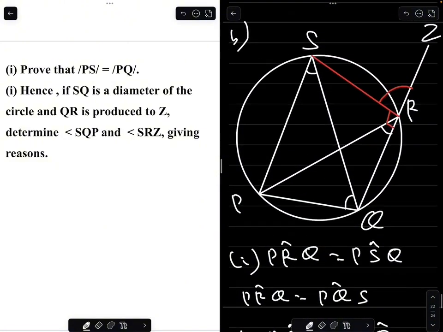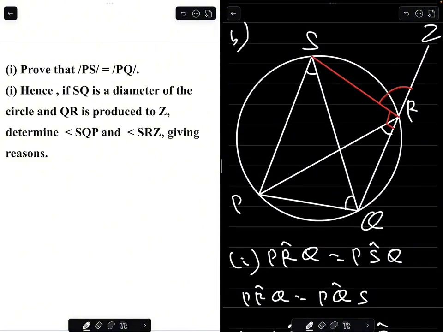Now we want to find angle SQP. How do we find SQP? Maybe we are not there yet. Oh, that's also very simple. I can see that quadrilateral PQRS is a cyclic quadrilateral.